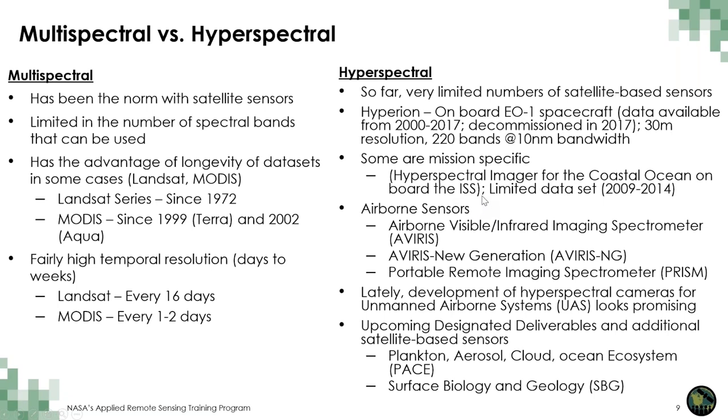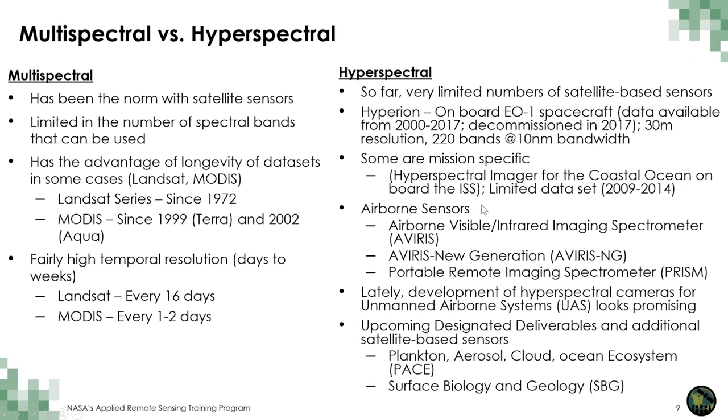There are some that are mission-specific, for instance, HICO, the Hyperspectral Imager for the Coastal Ocean, which was on board the International Space Station. There's limited data available for HICO, but one of the most important things is that HICO was specifically designed for coastal oceans. But there's only about 5 years of data from HICO and for specific areas also, because it collected data on a request basis.